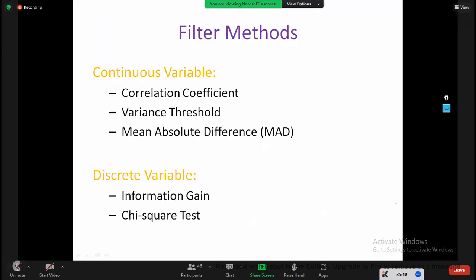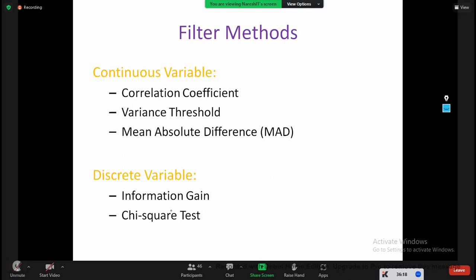For continuous variables, we are going to work with the correlation coefficient and variance threshold. Variance threshold means removing variables with low variance. Threshold means you fix some value. And mean square difference or mean absolute difference, either of them. Next, for discrete variables, you take the information gain, and you can even apply the chi-square test. Based on the chi-square test p-value, you can decide whether a variable is a good one or a bad one.